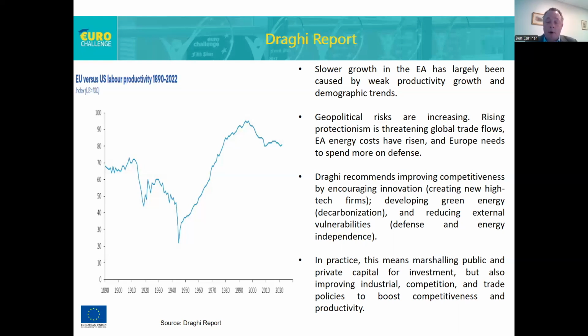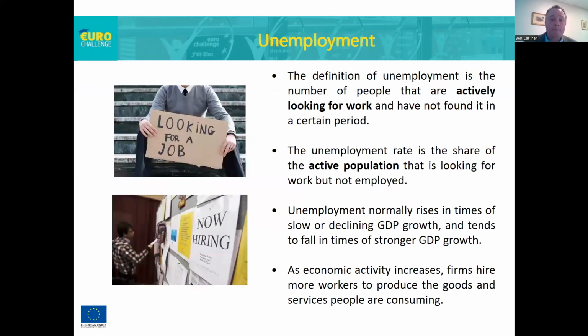You have a number of countries, some bigger than others, that on their own aren't big on the global stage. They're not as big as the United States or China or India or Brazil. But if you put them all together, it's a continent-sized economy that has hundreds of millions of people, and you can really do a lot by coordinating your industrial, competition and trade policies at the EU level, and that should help boost competitiveness. So I encourage you to go look at the Draghi report.